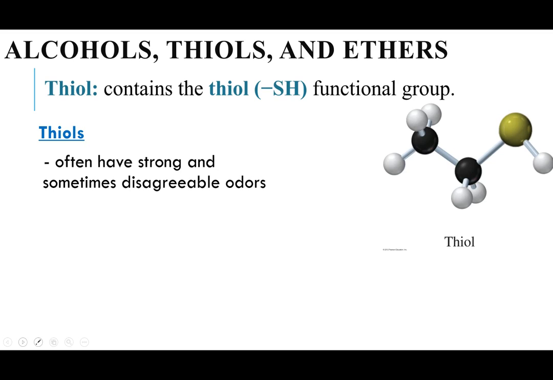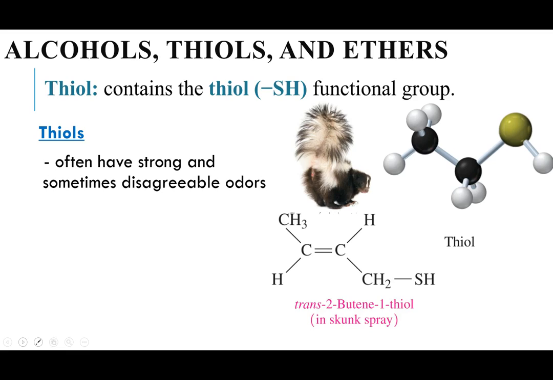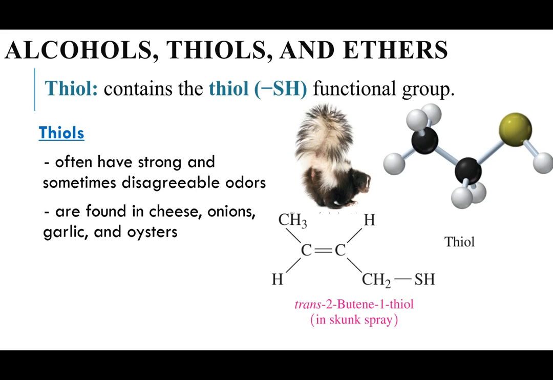Okay. Thiols also have very distinct odors, but their odors tend to be disagreeable. They stink. So how do I know they stink? Well, some of the stinky things that they make are things like skunk spray. They're also found in some of those potent cheeses, so think like blue cheese. You'll find thiols in onions and garlic and oysters. So a lot of the things that we link to being stinky have a thiol in them. Okay, so thiols are stinky.